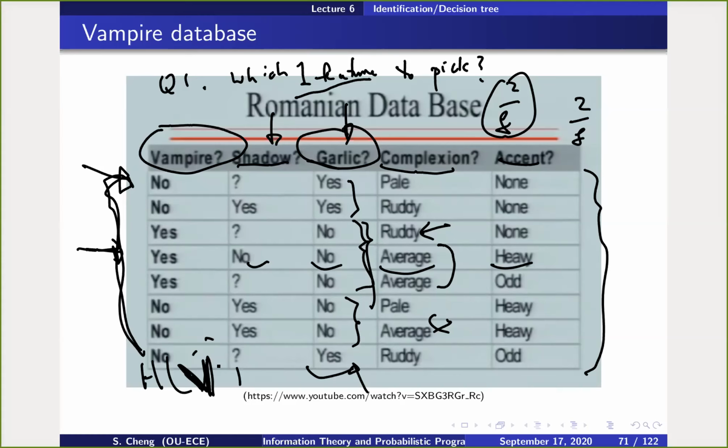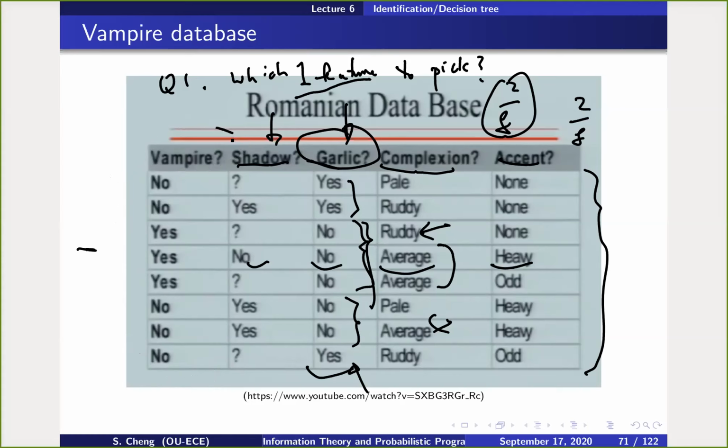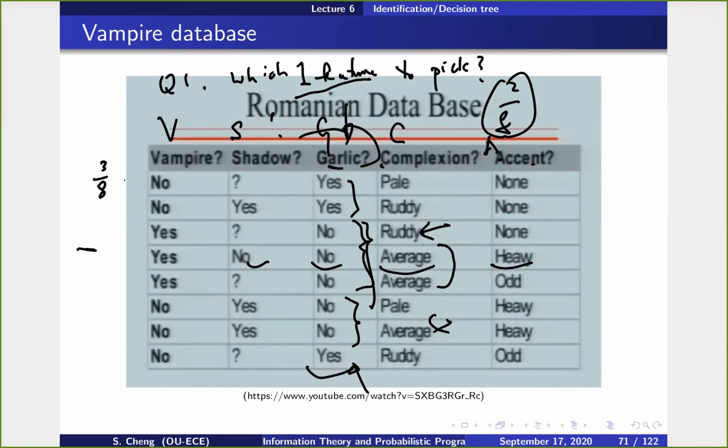Let me clean up some places, maybe here is easy to write. Maybe I write on this side here. So what I'm saying is, let's think of each of these variables. V is a variable, shadow is a variable, G is a variable, C is a variable, A is a variable. If I just look at this empirical data here, 3 out of 8 I have a yes, and 5 out of 8 I have a no.